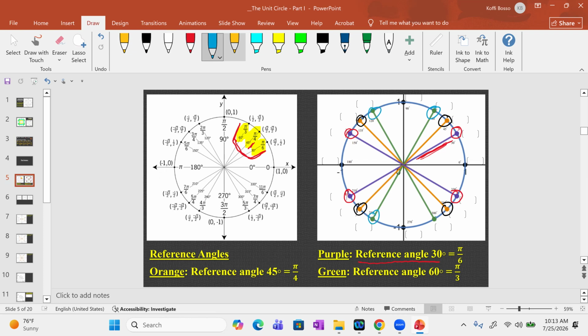Now, based on the question, you may only need 30 degrees, or 45 degrees, or 60 degrees. So it depends on the question. That's why, again, you don't need to memorize it. It's just to see the strategy. So let's break down the strategy.